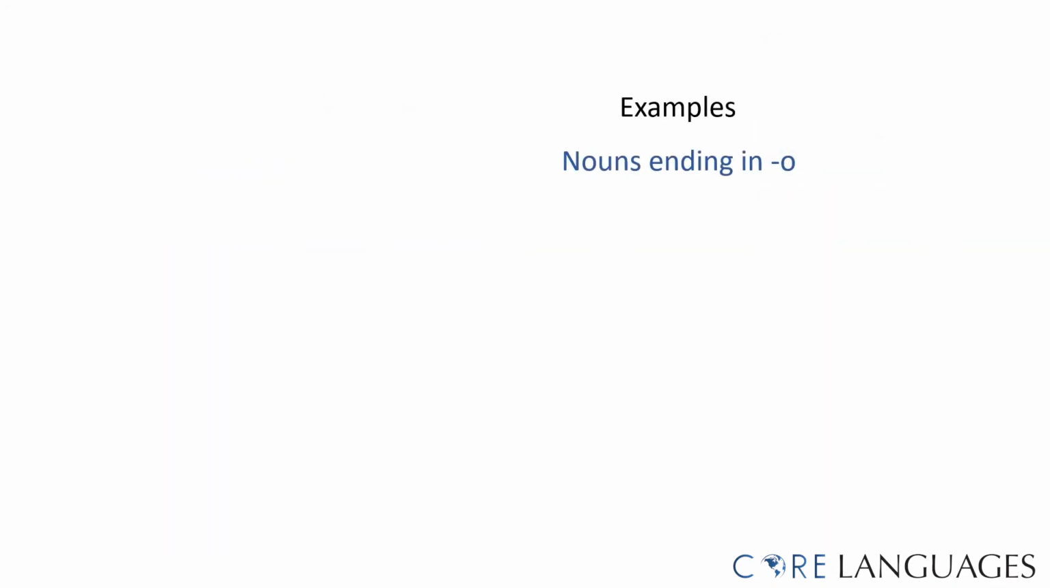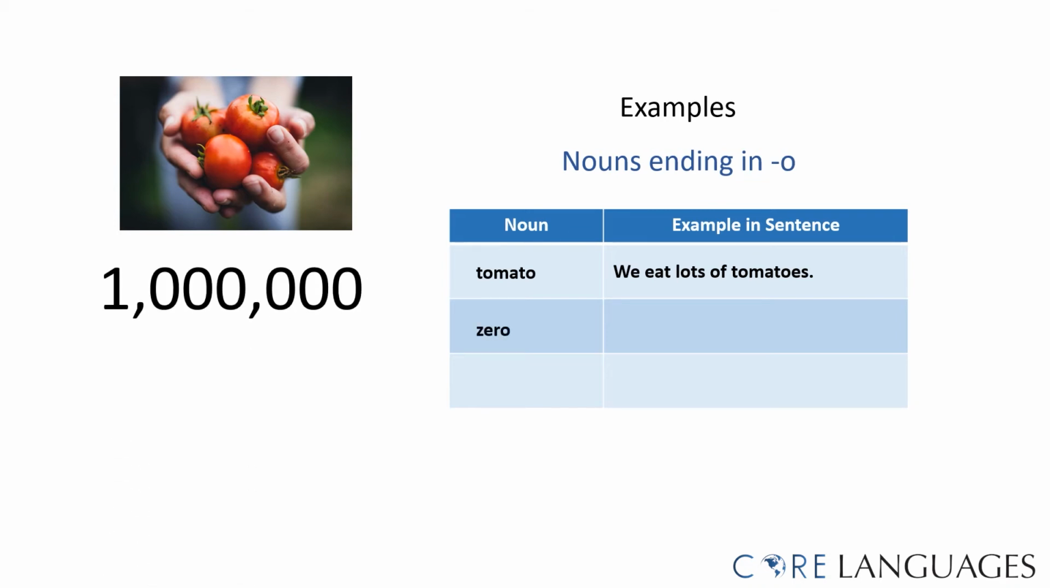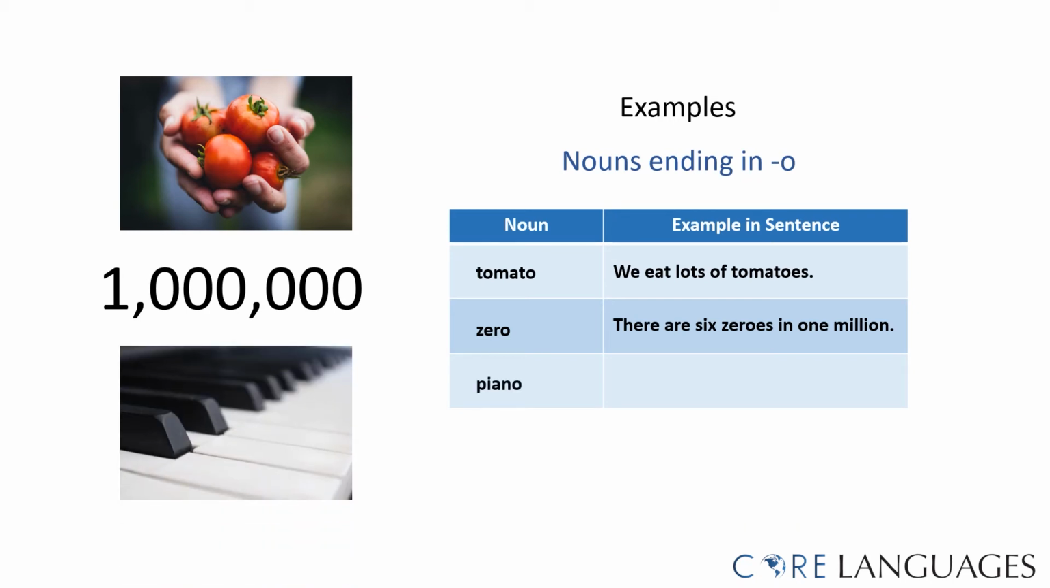Here are examples with nouns ending in O and example sentences. For example, tomato. We eat a lot of tomatoes. Zero. There are 6 zeros in 1,000,000. Piano. They have 2 pianos at home.